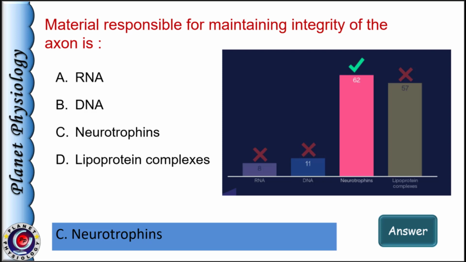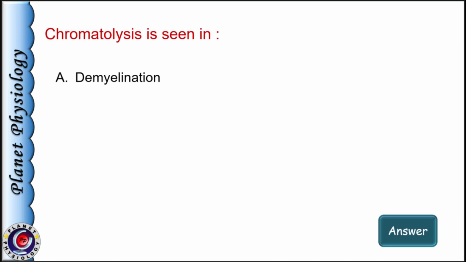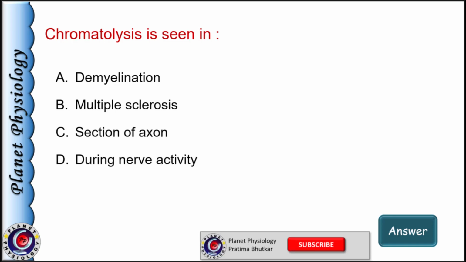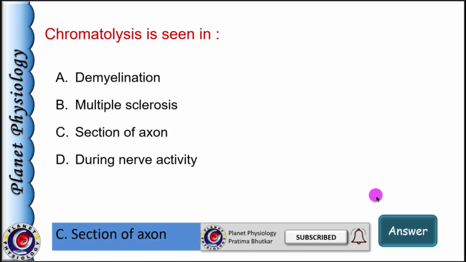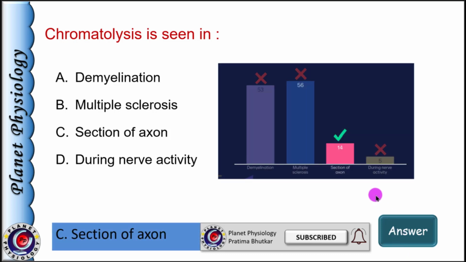Coming to the next question. Chromatolysis is seen in A. Demyelination, B. Multiple sclerosis, C. Section of axon and D. During nerve activity. Chromatolysis is disappearance of Nissl granules and the correct answer here is option C, section of the axon. Because we are talking about the sectioning of the nerve fibers.